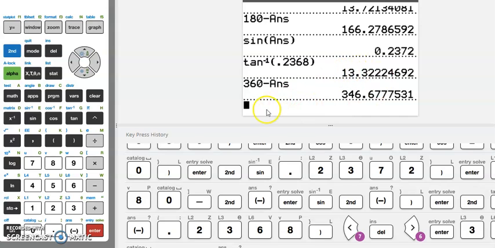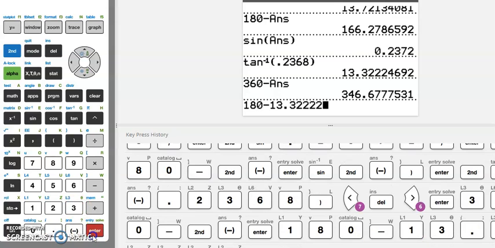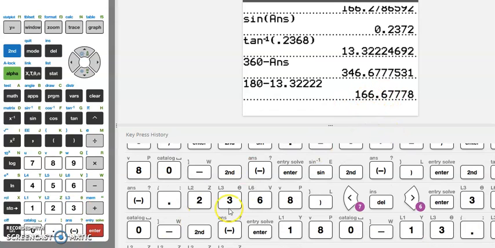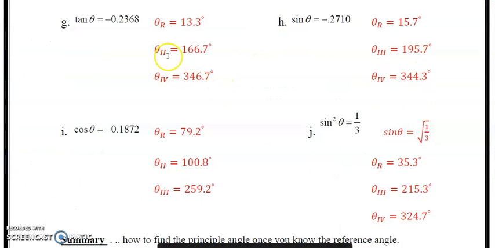And to get the quadrant 2 angle, obviously we take 180 and subtract the 13.322, right? We get this 166. Again, just round to one place, so 166.7. As you can see here, quadrant 2, quadrant 4.